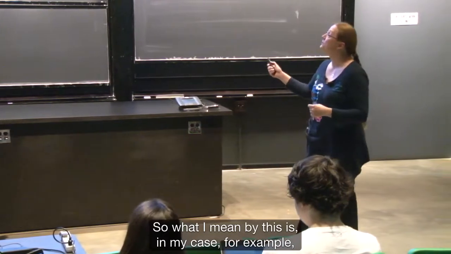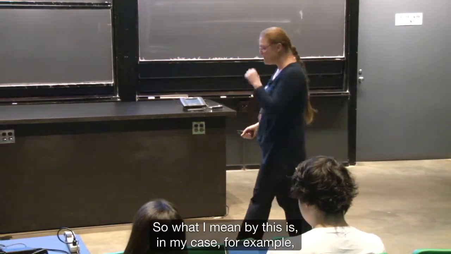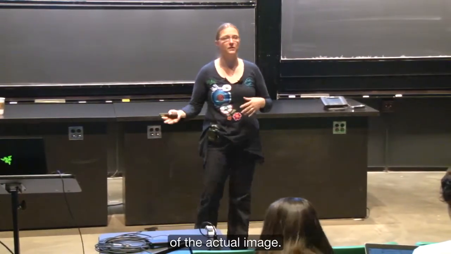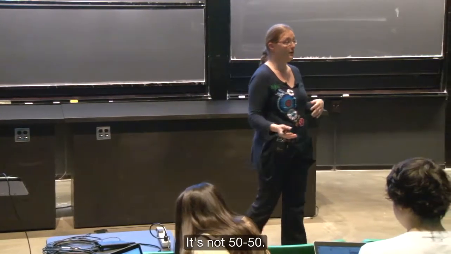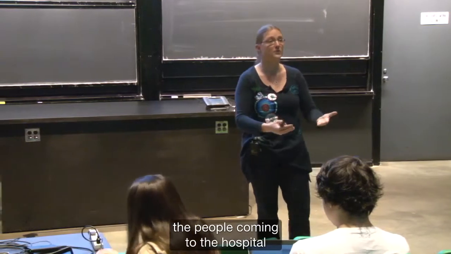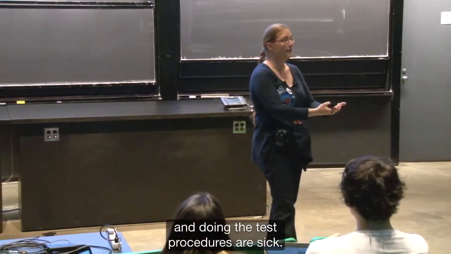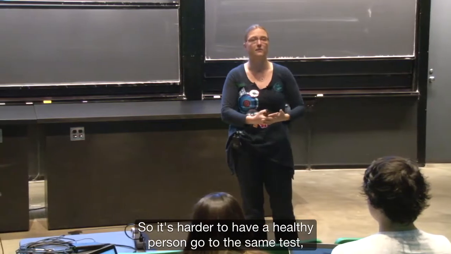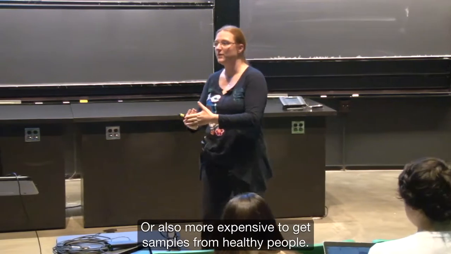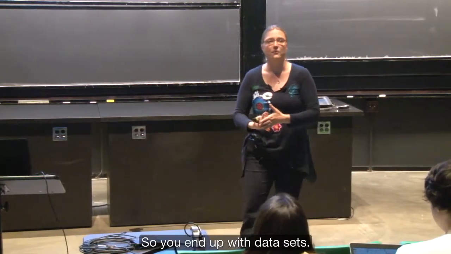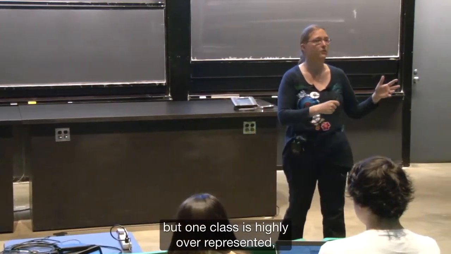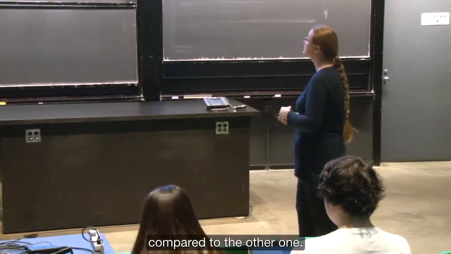So what I mean by this is, in my case, for example, the membrane pixels I look after are only 20% of the actual image. 80% is background. It's not 50-50. If you have hospital data, typically the people coming to the hospital and doing the test procedures are sick. So it's harder to have a healthy person go to the same test, or also more expensive, to get samples from healthy people, right? So you end up with data sets, and you would like to use all the information in there, but one class is highly overrepresented compared to the other one.